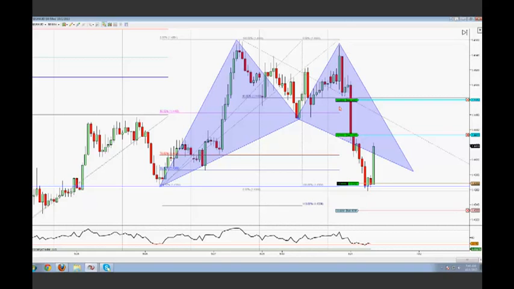I made sure I ran through all my rules of engagement. So even though I eyed it up as a bat pattern, it looked like a bat, smelt like a bat, felt like a bat, put my Fibonaccis on, measured it out, got in a little late, but that's okay because it just gives me a much better risk reward. You can see it right here, looking at a risk of about this much. My potential reward to target one.